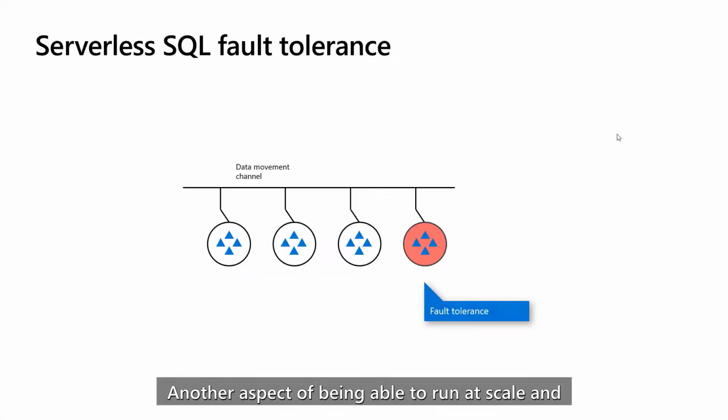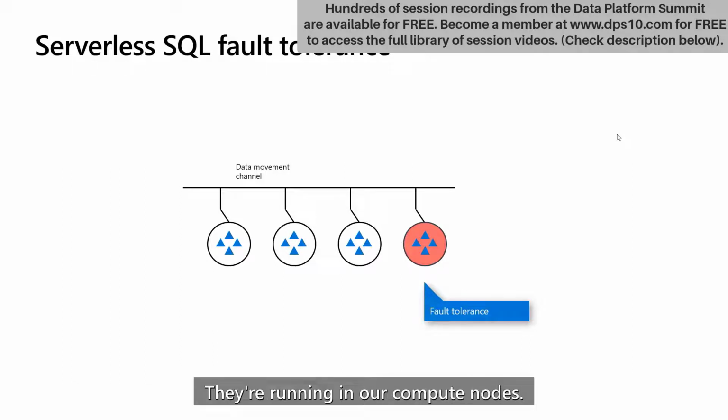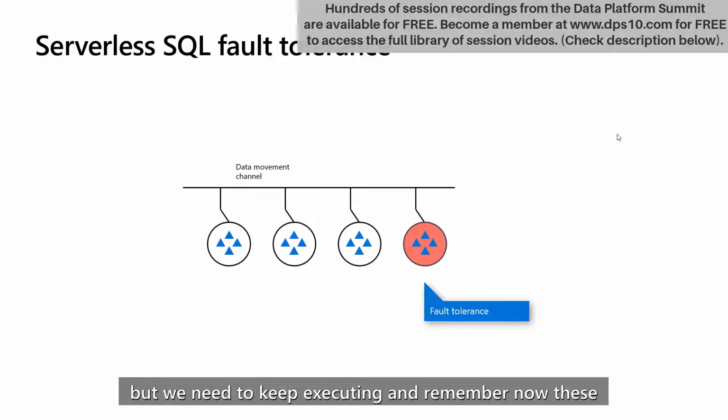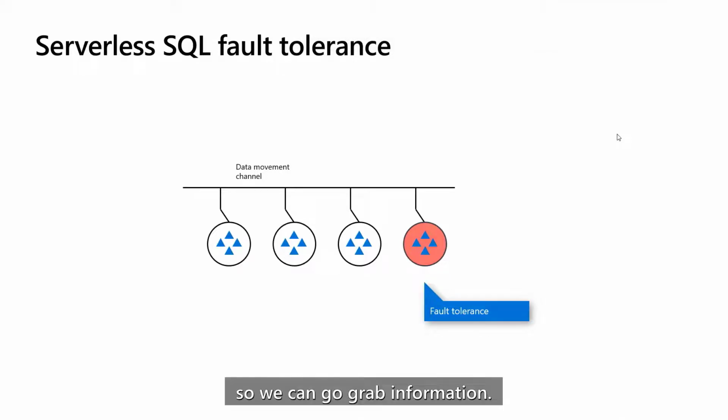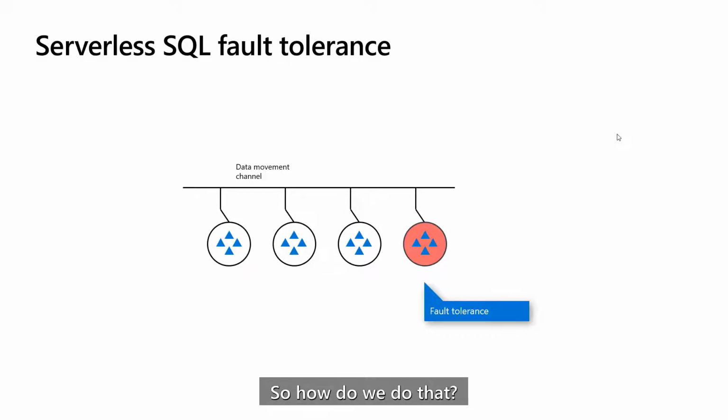Another aspect of being able to run at scale and being very resilient is fault tolerance. Even though we have the back end of Azure infrastructure to help us with fault tolerance, we need to be fault tolerant within our own set of tasks that are running in our compute nodes. Let's say, as an example, we're currently running a set of tasks that look like this across 4 nodes. And we determine that one of the nodes has a problem, but we need to keep executing. And remember now, these tasks are stateless, so we can go grab information that we've got stored to tell these tasks to run somewhere else and keep picking up where they left off. So how do we do that?